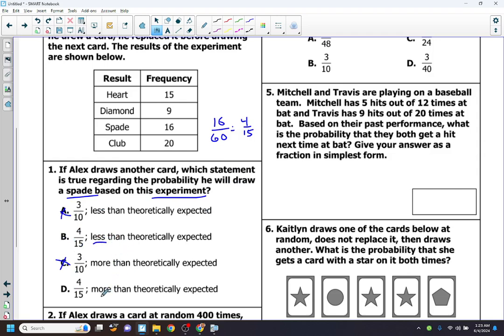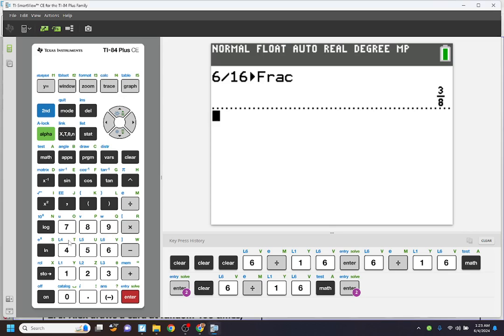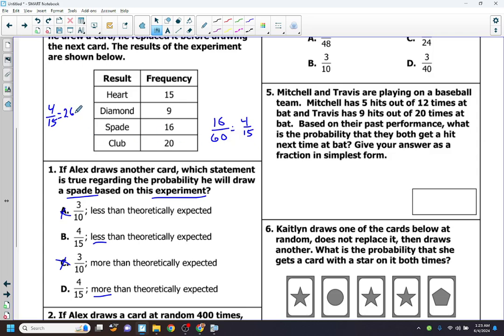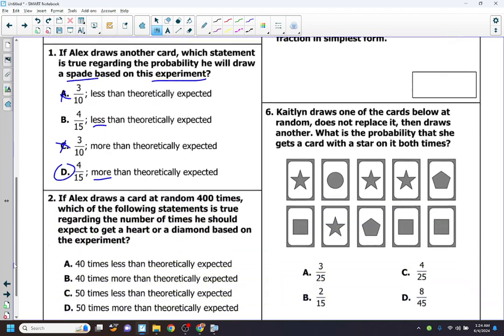Is it less than probable or more than probable? Well, 4 out of 15, if we return that to a decimal, I guess I'll use a calculator. 4 divided by 15, that would be 26.6. So 26.6%. The chance of getting a spade in a deck of cards is normally 1 out of 4, which is 25%. So he got it more than expected. So he got it more than theoretically.